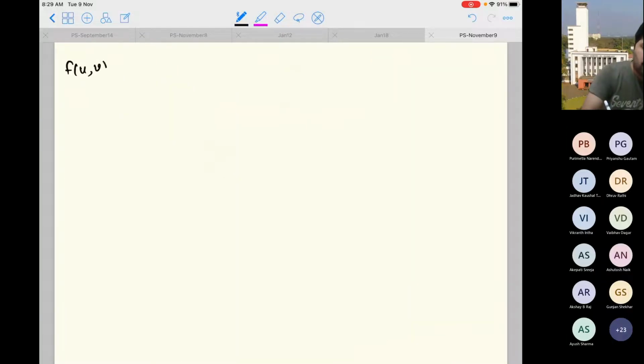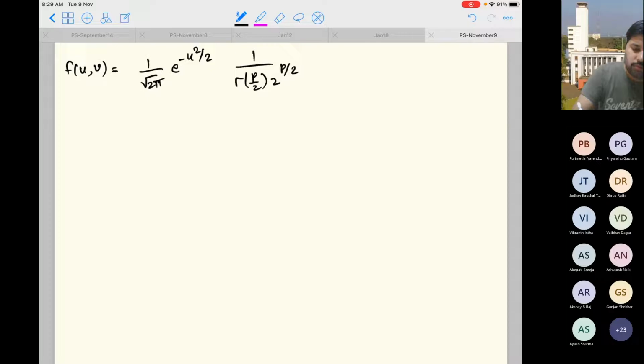So f of u and v will be equal to 1 upon root 2 pi e to the power minus u square by 2. Then you have 1 upon gamma p by 2, 2 to the power p by 2, so 1 by 2 to the power p by 2 in the numerator I am writing in this particular form, e to the power minus v by 2 and v to the power p by 2 minus 1, correct? So I am just taking the product of these two densities.